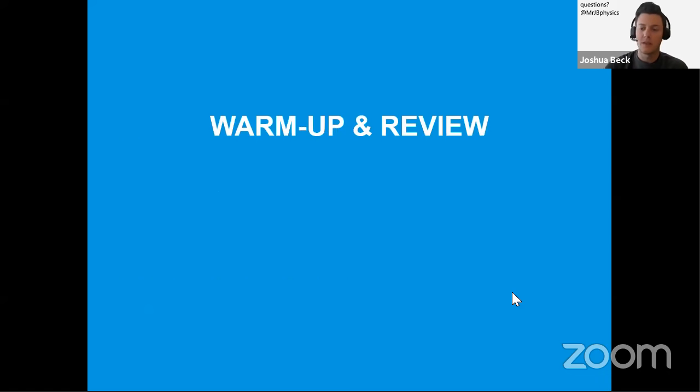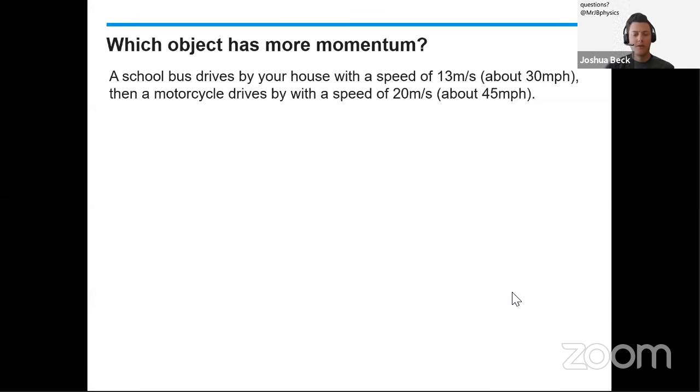Okay. So I want to dive right into it with a quick example here, just discussing momentum of individual objects. We'll start out, we've got a school bus. We'll say it drives by your house at a speed of, say, 13 meters per second. I'm not going to do any big calculations here, just a quick analysis. Then a motorcycle drives by and it has a speed of 20 meters per second.